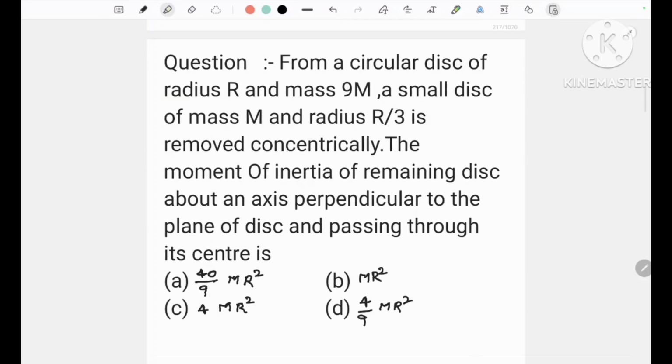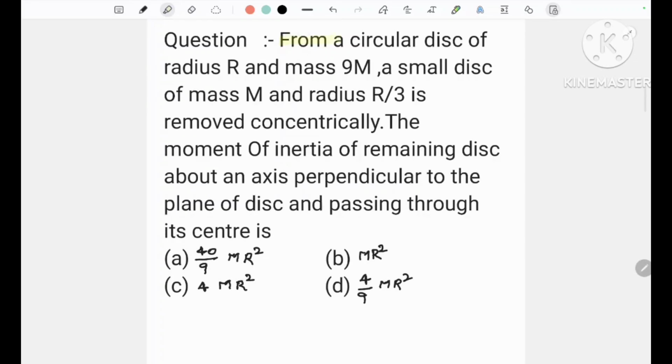Next, from a circular disc of radius r and mass 9m, a small disc of mass m and radius r by 3 is removed concentrically. The moment of inertia of the remaining disc about an axis perpendicular to the plane of the disc and passing through its center is.